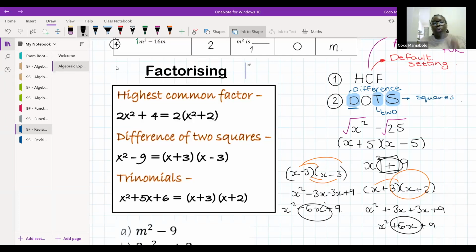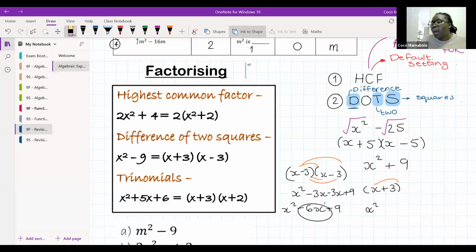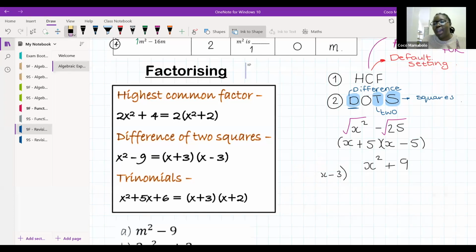So we cannot factorize x squared plus 9. There is no middle term that we can find. There is no HCF, no highest common factor that we can take out. The difference of two squares only works when we have a difference. Thank you, Teacher Simone. I stole your words exactly the way you wrote them. The difference of squares only works if we have a minus.